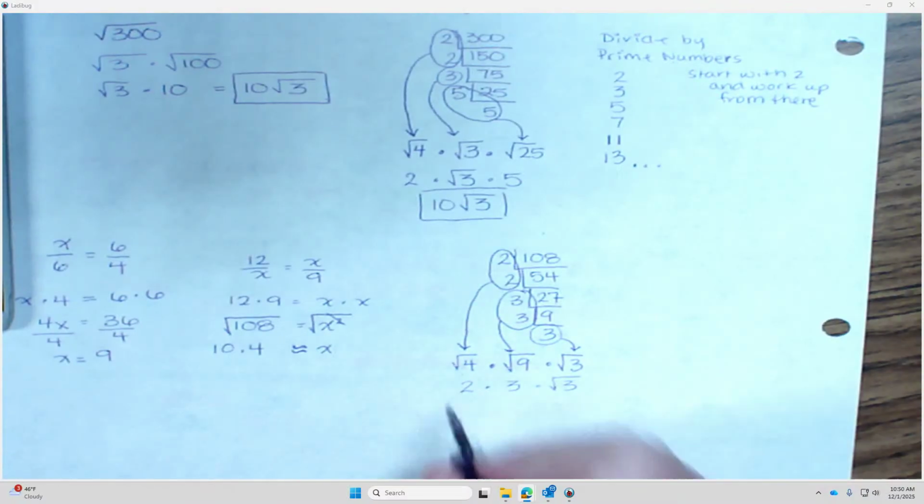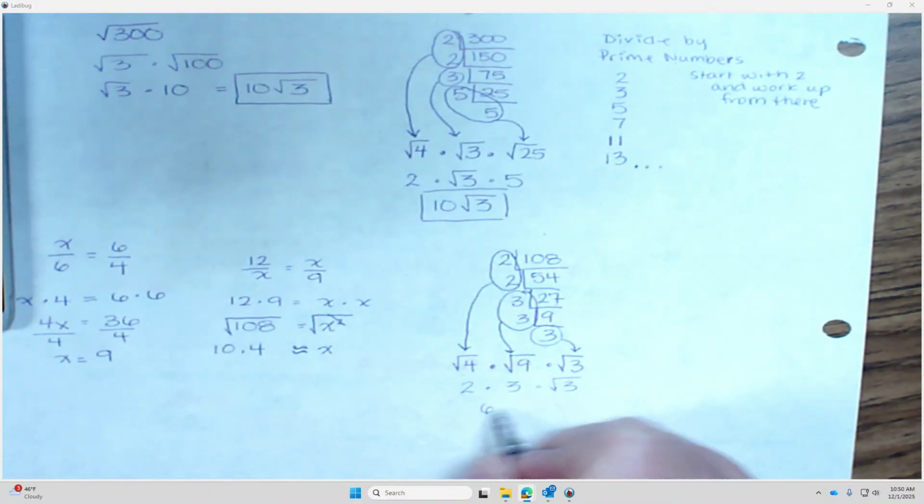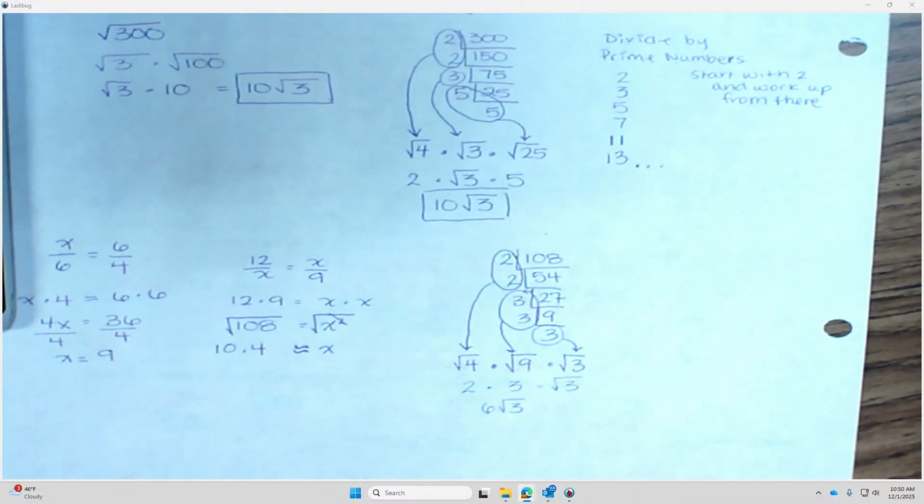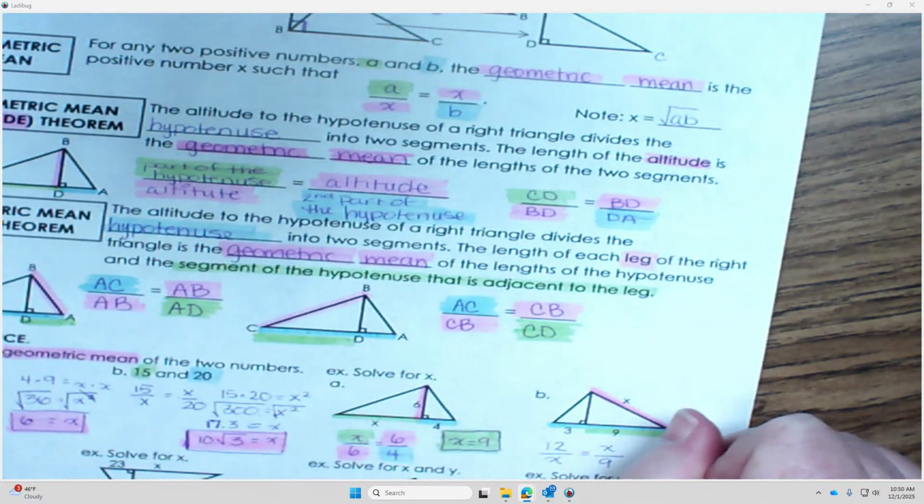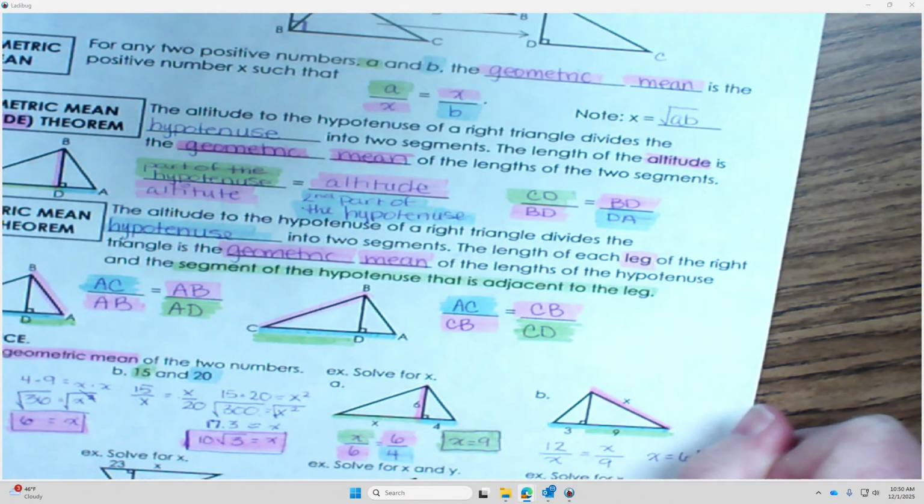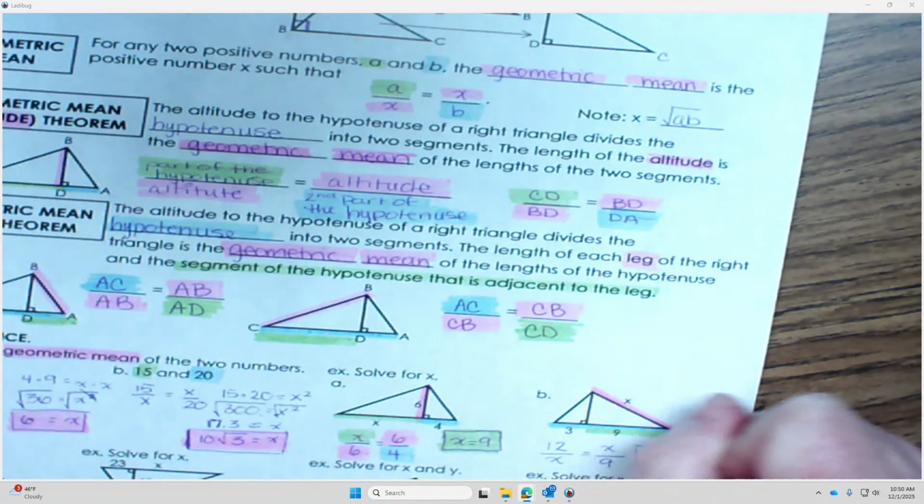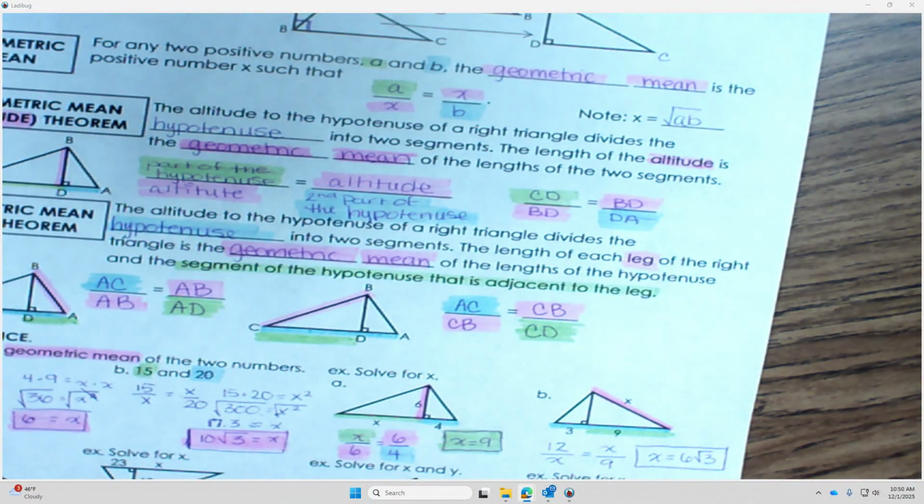Okay? I know 2 times 3 is 6. So my solution for this problem is 6 square root of 3. So let's come back to the front. And we get the answer is x equals 6 square root of 3. And that's our exact answer. If we have to round, it's no longer an exact answer.